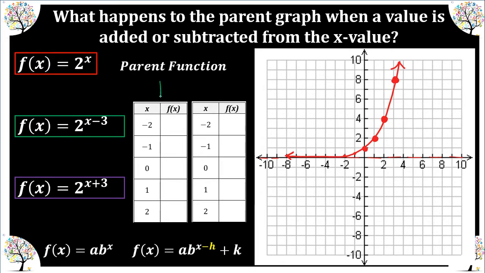So let's get started. We have our red parent function graphed. The asymptote again is y equals 0. Now let's graph when our h, this is going to be a horizontal shift, but our h value. So when we plug in -2, I have -2 minus 3. -2 minus 3 is -5. So I have 2 to the -5th, which is going to be 1 over 2 to the 5th, which is 1 over 32.